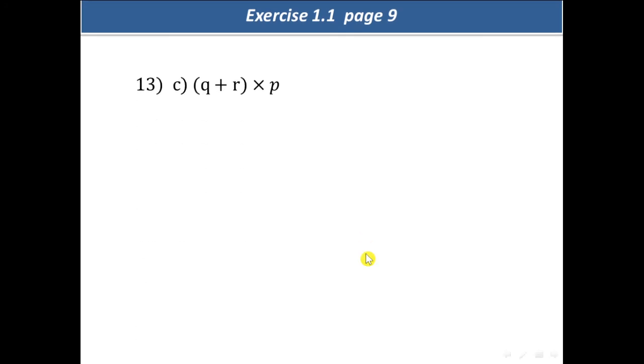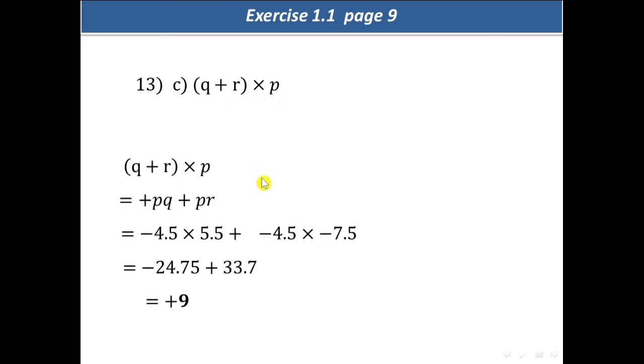Okay, exercise 1.1, this one here. This can be solved in two ways. You can substitute the values immediately and find the answer, or you can, before you substitute the values, multiply p by what's inside. So the first thing I did was multiply p by what's inside. P times q is plus pq.